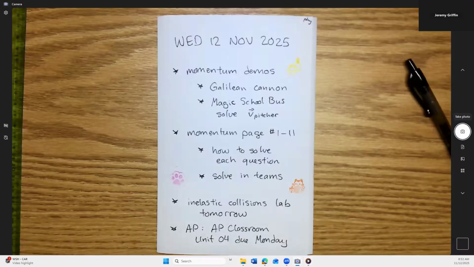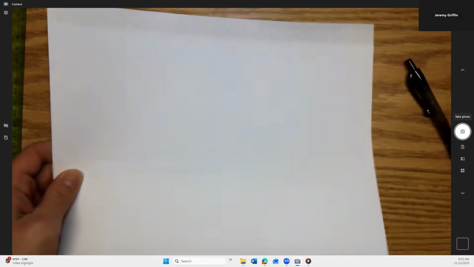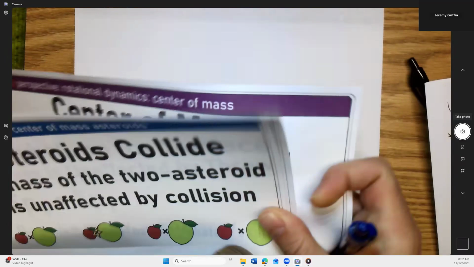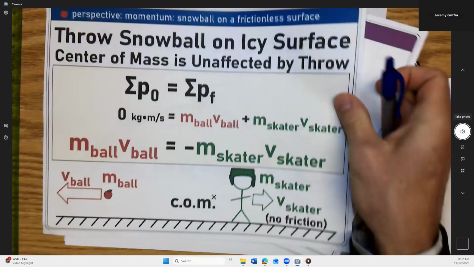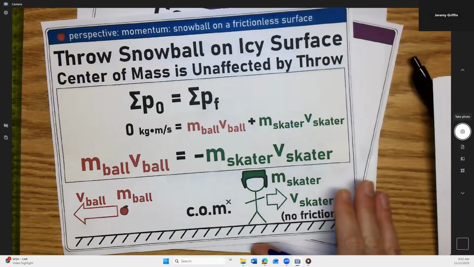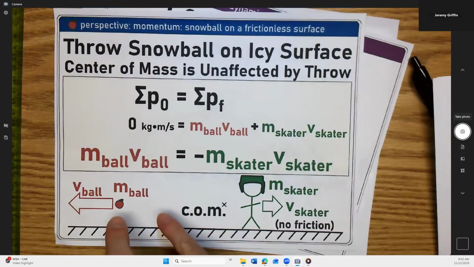So we're going to solve this one right here. And actually, I think it's one of my posters. Oh, it's this one right here. Okay. Now it changes to an ice skater and a snowball. Okay. But it's the same idea, isn't it?